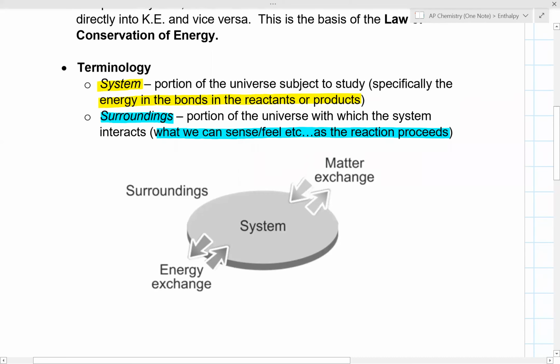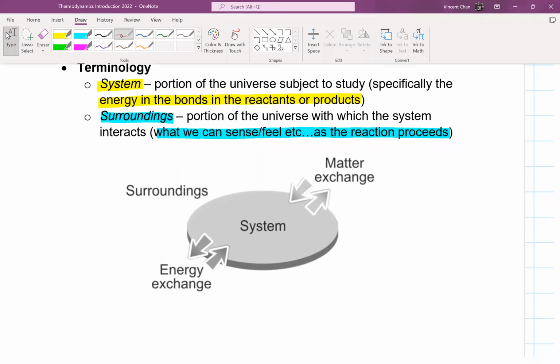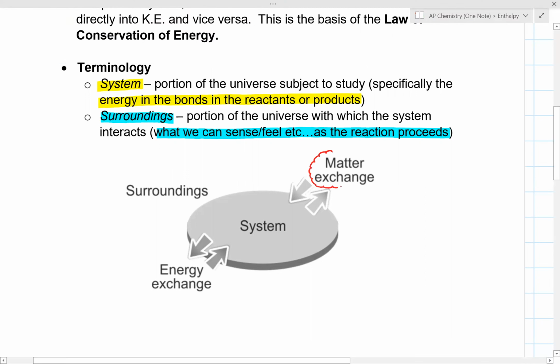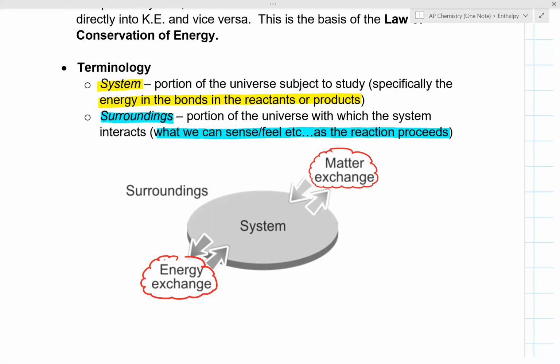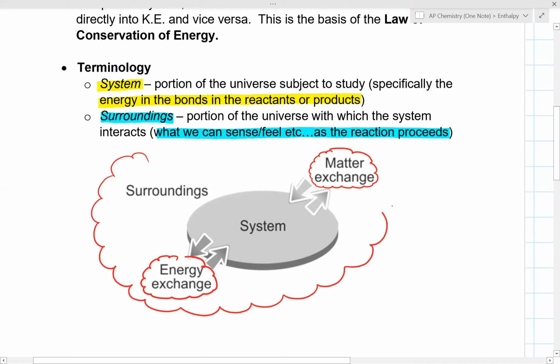Now, when you talk about the two, your system and your surroundings, you have the interaction between matter. Sometimes you produce things and they get released into the environment, or you have energy exchanged. We're going to be focusing on the energy exchange in this particular topic. Now, if we take the entire system and the surroundings, and we take a look at all of the matter or energy exchange, this is what we call the universe.